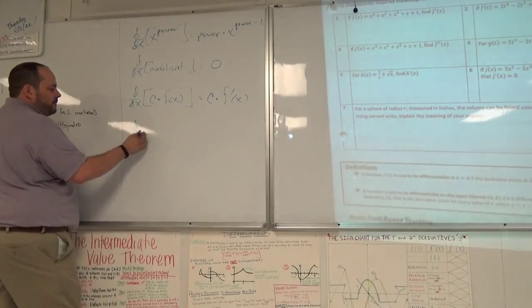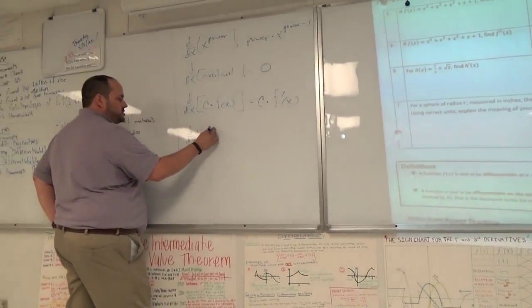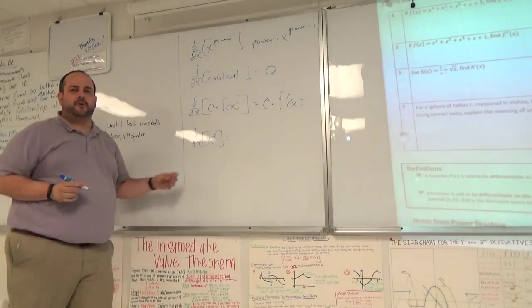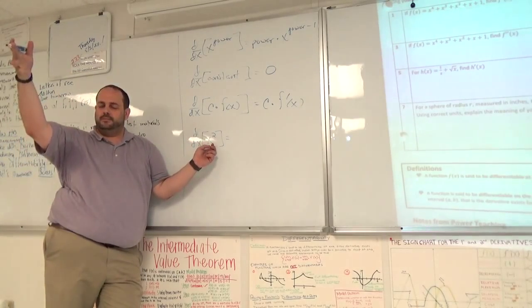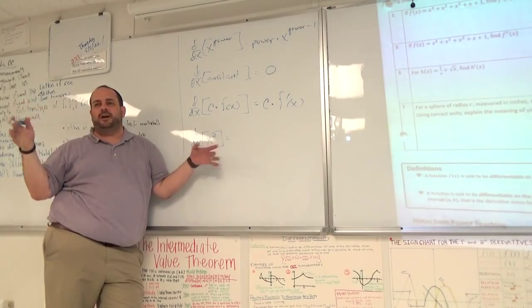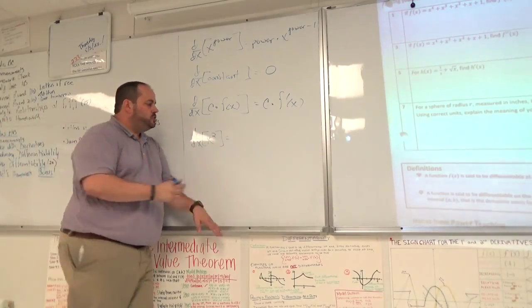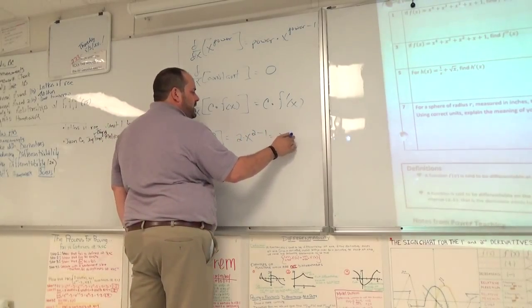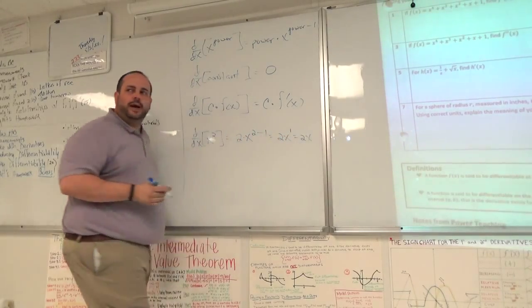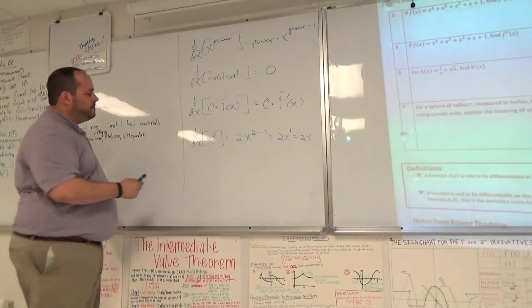Here we go. The derivative of x squared. Think about it for 3 seconds before you say anything. The derivative of x squared, 3, 2, 1. Derivative of x squared is 2x, right? Maybe you said 2x to the 2 minus 1. That's really 2x to the first, which is just 2x.